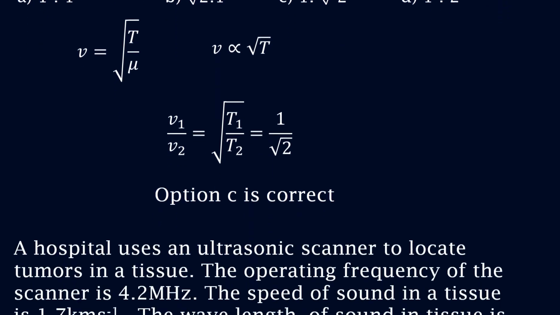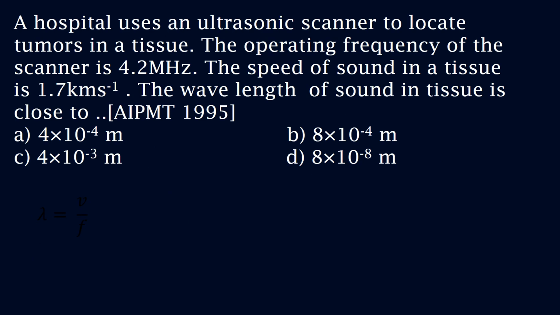Option C is correct. The problem involves an ultrasonic scanner used in a hospital to locate tumors in tissue. The operating frequency of the scanner is given as 4.2 MHz and the speed of sound in the tissue is 1.7 km per second. The task is to find the wavelength of the sound in the tissue.